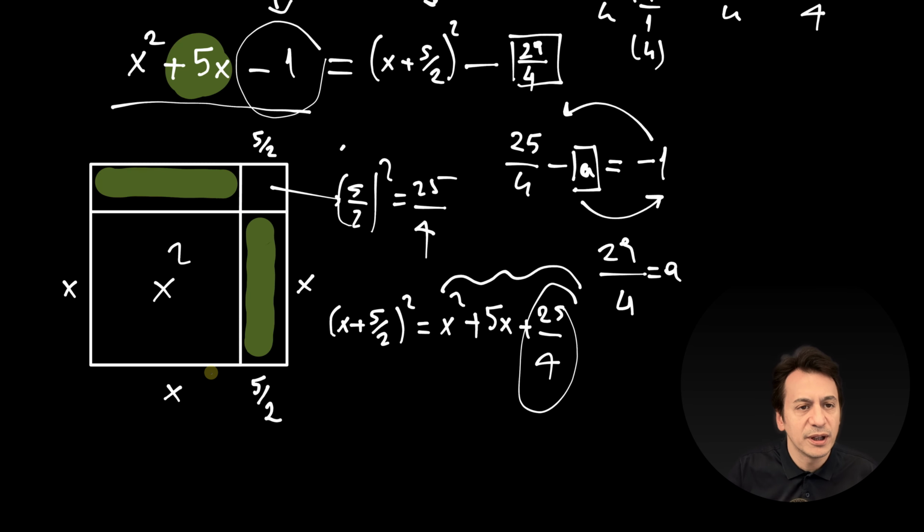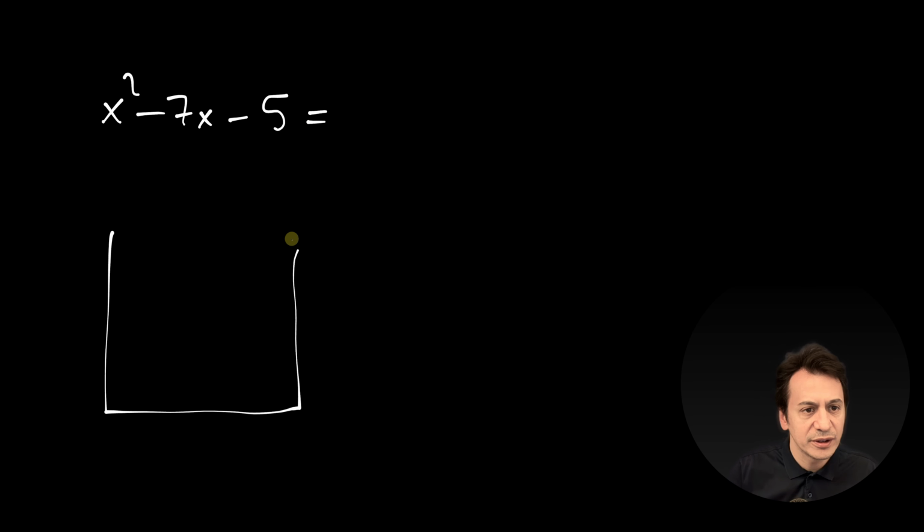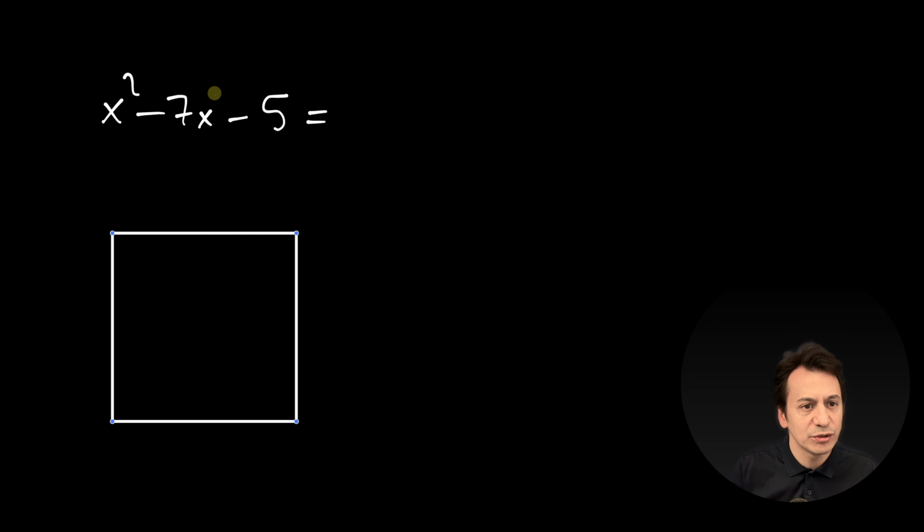This one was with plus. Let's do it with a negative coefficient. x squared minus 7x, minus 5. Okay, so we'll write this in terms of a perfect square. Let's start with our square. This is our x squared, obviously, because we'll get smaller, we'll shrink, we'll not complete a square, we'll diminish a square. There you go, you subtract something.